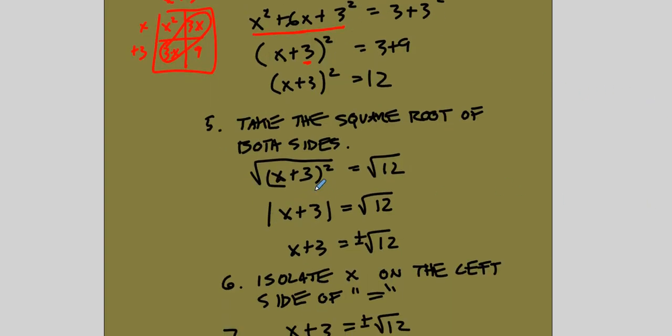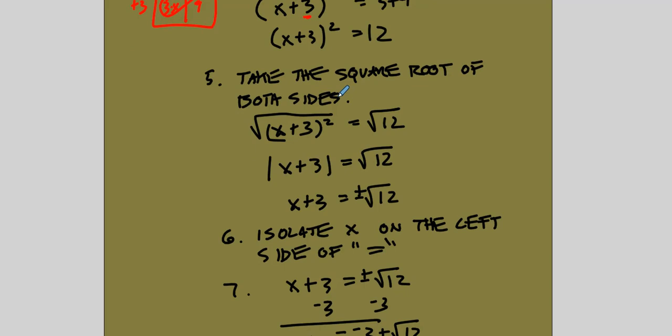So now we have x plus 3 quantity squared equals 12. To undo a square, we take the square root of both sides. Again, when you have an equation, what you do to one side, you must do to the other side. So I remove the square root sign by replacing this with the absolute value of x plus 3. Leave the right side alone right now. And when I remove the absolute value sign, I must put the plus minus here on the right side. So I have x plus 3 equals plus or minus square root of 12.